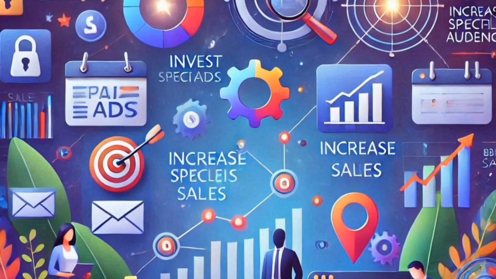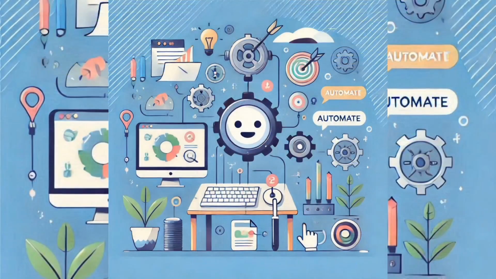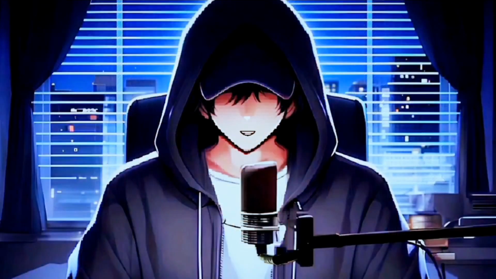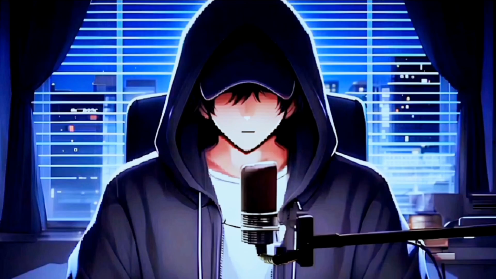Scaling your sales. Step 1. Automate your processes. Use tools like Zapier or HubSpot to automate tasks like email responses or order processing. Step 2. Upsell and cross-sell. Once someone buys your product, offer them related products or premium versions. Step 3. Expand your reach. Translate your product into other languages or offer it on more platforms.